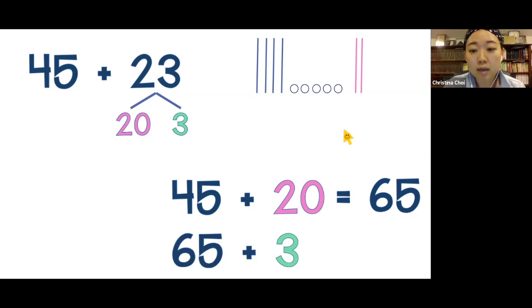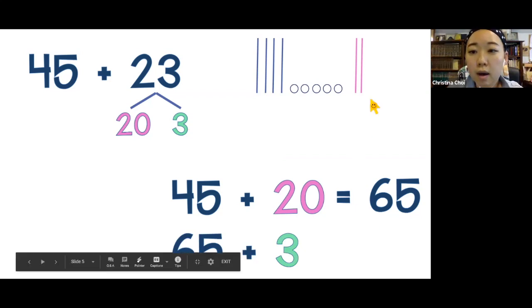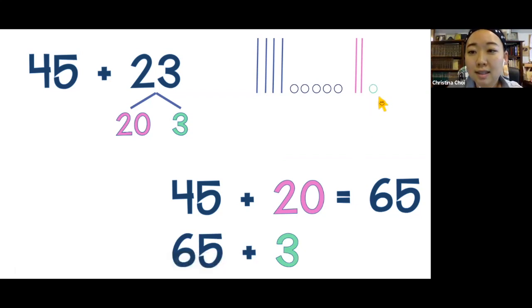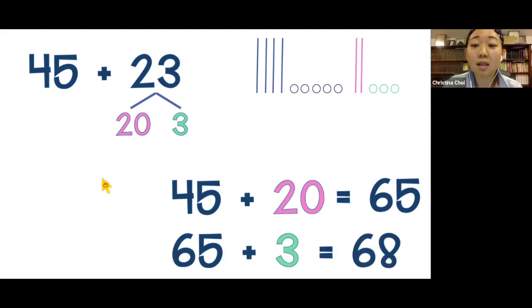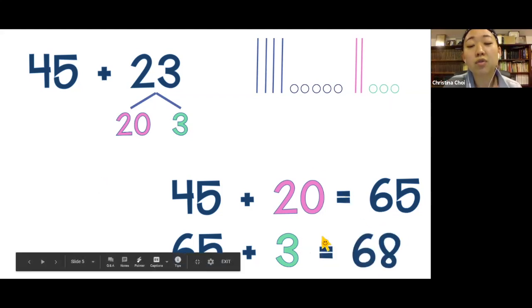65 plus 3 is 65, 66, 67, 68. Let's see if the answer is correct. Yep, 68 is the answer. The question before was 10 less, so that's why it was 58. But this one is 10 more, so it's 68. Do you get the pattern? Good job. Let's go to the next one.